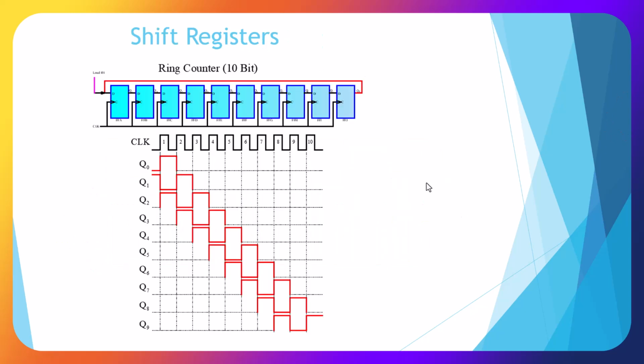Here's a shift register configuration called a ring counter, where we clock in a signal and then we rotate it and we feed it back into the same input so that the signal continues in the same direction and rotates continuously.